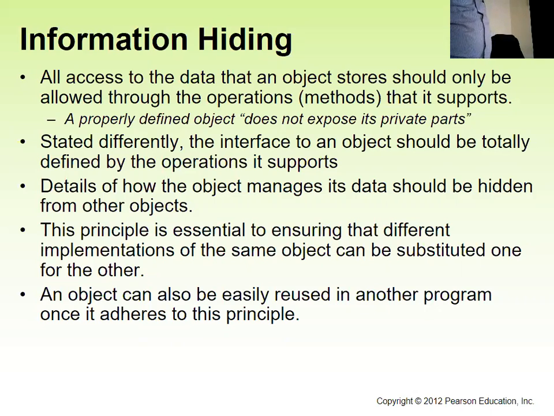Now, this principle is essential to ensure that different implementations of the same object can be substituted one for the other. What does that really mean? Think about it. If we create an account class, for example, and we create some methods for that account class, and we have some data items, we're in the real world, so things change. Now, all of a sudden, there's a new regulation for us to maintain something additional about an account. The rest of the application that uses the account class doesn't need to know what you change inside the account class. They only need to know whether or not they can modify or update or get that information.